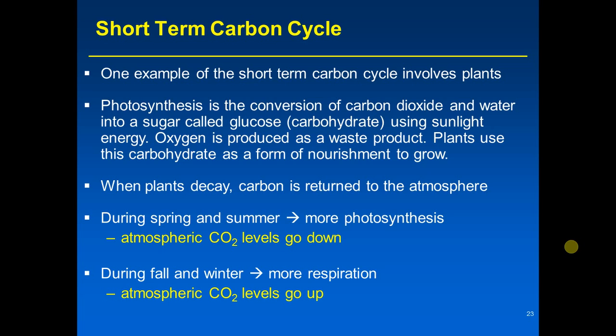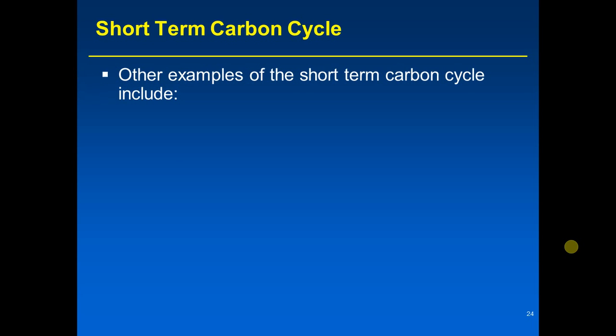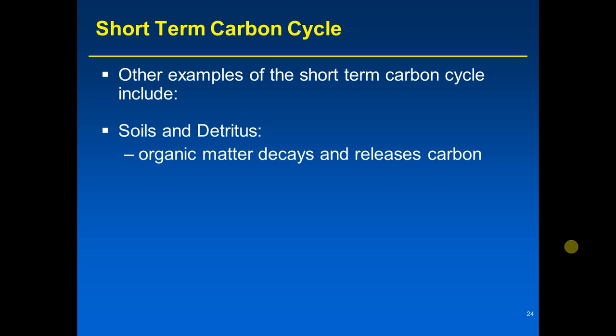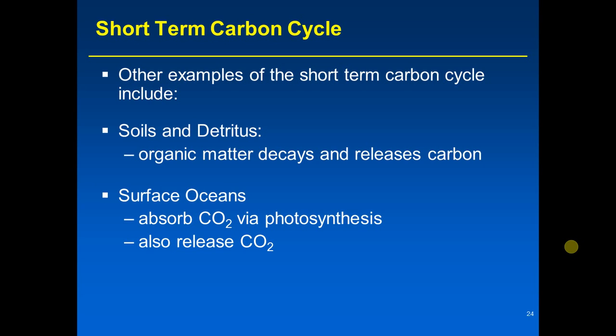Now, plants aren't the only example of the short-term carbon cycle. Other examples of the short-term carbon cycle include soils and detritus. Organic matter can decay and release carbon on very fast scales. And the surface oceans also absorb carbon dioxide via photosynthesis. There's certain plant material in the upper parts of the ocean, such as phytoplankton, that take in carbon dioxide during photosynthesis, and they release carbon dioxide as well through respiration.